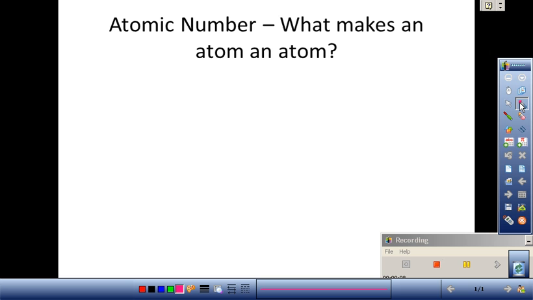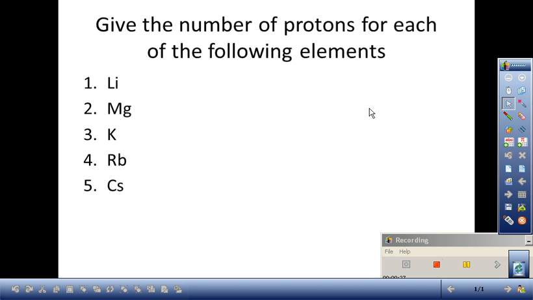Alright, so we start off with an atom. What makes an atom an atom? That's the atomic number, of course. And the atomic number, if you remember, is the number of protons. If I change the protons, whatever atom I have will no longer be that atom. The protons is what gives an atom its identity.